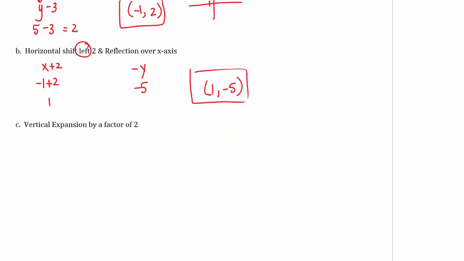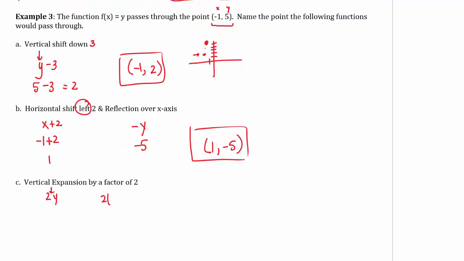And then lastly, I've got a vertical expansion, which is y, by a factor of 2. So it's really just 2y. So 2 times the y value, which is 5 up here from the given point, equals 10. I only did the vertical expansion, so x is the same. My new y value is 10.